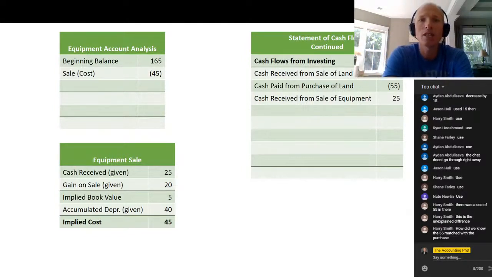the change in the equipment account is going to be based on the cost, not on the cash flow. We're given the cash flow of 25. We notice that I've now included that in the investing section of the statement of cash flows. But when we're talking about analyzing our equipment account, that's when the change is based on the cost.